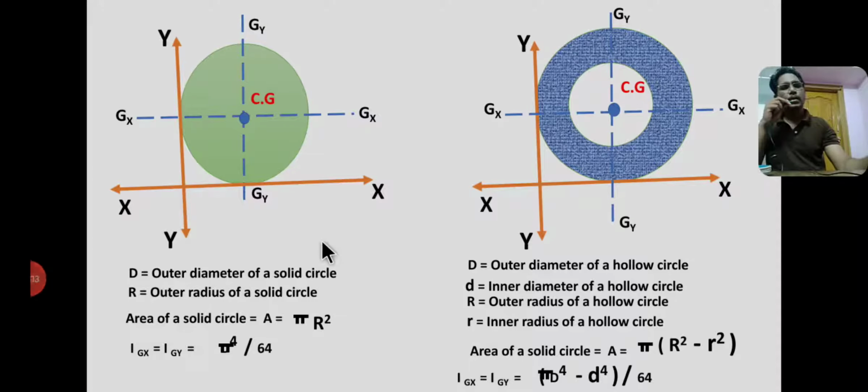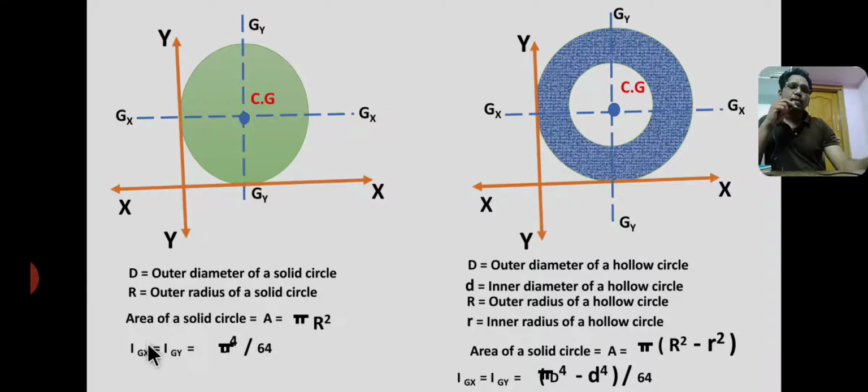Okay, now coming to another model, that is the solid circle. This is a solid circle and this is a hollow circle. For the solid circle, capital D is the outer diameter of a circle and capital R is the radius of a circle. From the center point to the outside circumference, the distance is called radius, whereas the distance from here to here is called diameter. So the area of a solid circle, A, equals pi r square, or pi by 4 d square.